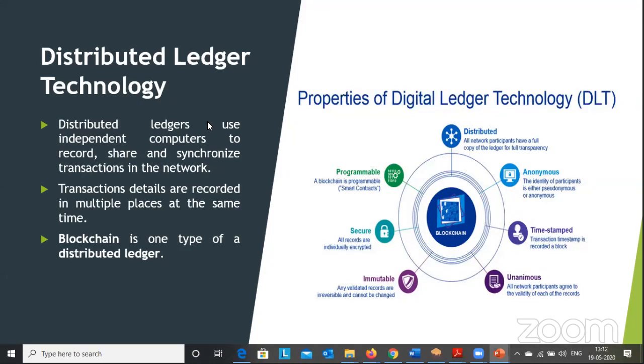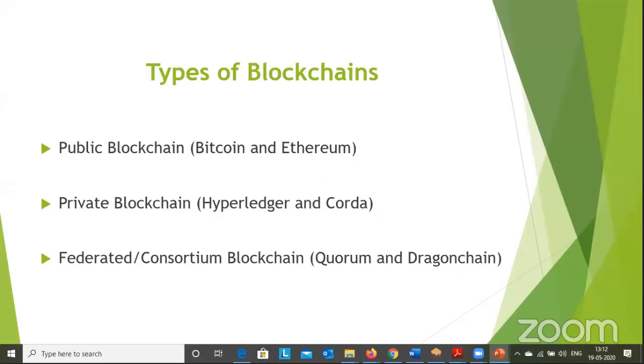Now let me explain what the different types of blockchains are. We have public blockchain, private blockchain, and federated or consortium blockchain. Mainly, blockchains are classified into three types. What is meant by public blockchain? A public blockchain is nothing but a permissionless blockchain. Here anyone can join the network and perform transactions. The best examples of public blockchain are Bitcoin and Ethereum. These are public blockchain networks.